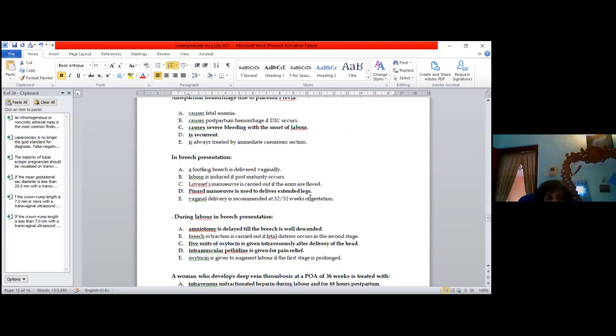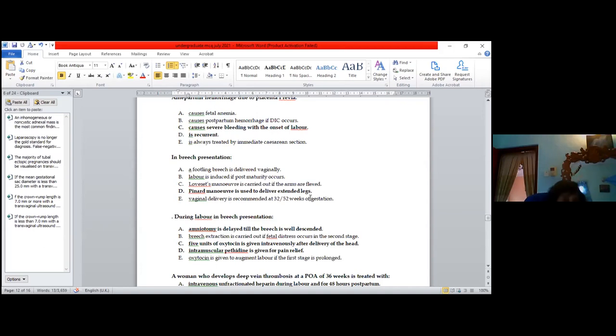In breech presentation, a footling breech cannot be delivered vaginally for several reasons. One thing is a small presenting part. Cord prolapse can occur because it doesn't fit into the cervix. Prolonged labor can occur because it doesn't fit into the cervix. The foot can come out through a partially dilated cervix and stimulate expulsive uterine efforts, and the woman can start delivering, causing obstruction to the delivery of the head.